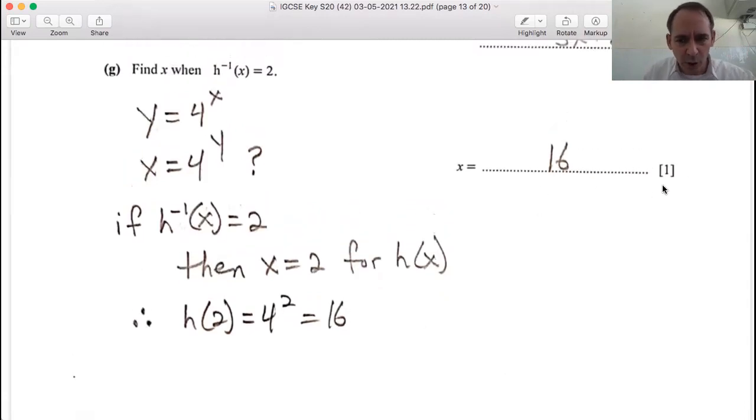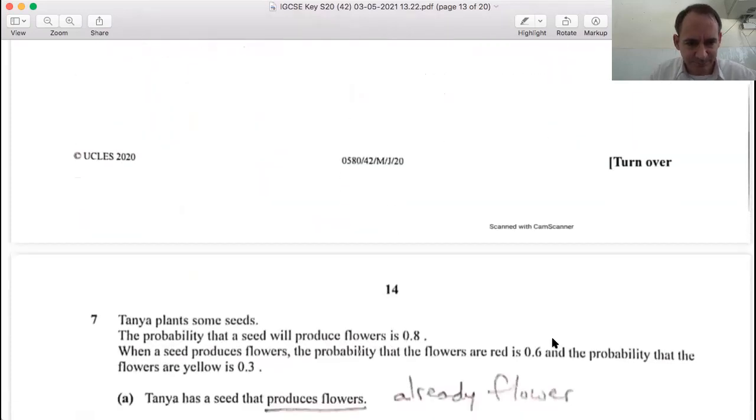Notice it's only worth 1 point. So I don't think they're actually expecting you to use logarithms and calculate it out algebraically or using the logarithms. They want you to understand the relationship between the function and the inverse function and calculate it this way. It's kind of a recognition type question. That's why it's only worth 1 point.